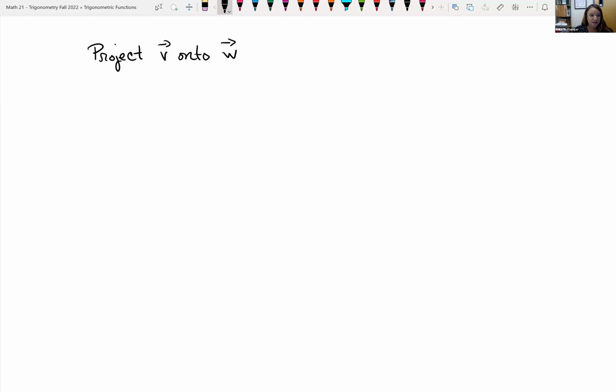So let's say we want to take vector V and project it onto vector W. For instance, let's say that we have some vector V here, and we have some vector W here. We can take this vector W and move it as long as we keep the same direction and shape. Let's move it so that the tail, or the initial point of the vector, lines up with one another. So that is our vector W there.